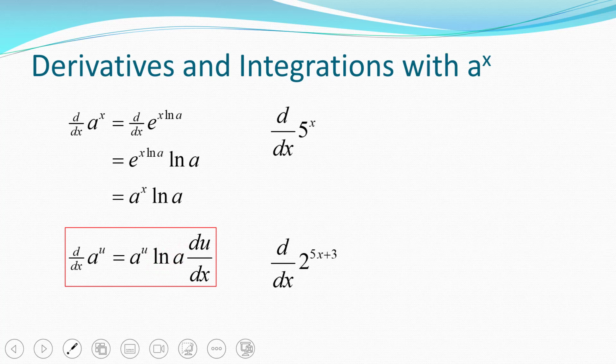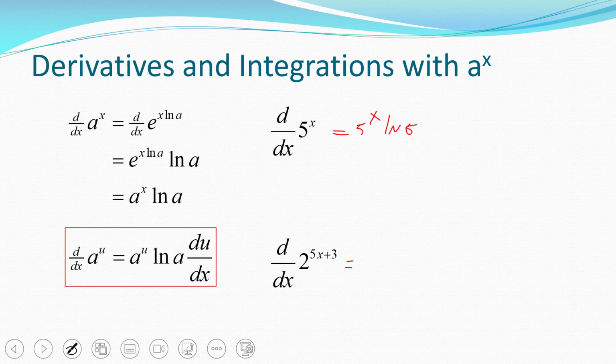So, let's do some derivatives just for practice. The derivative of 5 to the x, by the rule I just gave you, would be 5 to the x times the natural log of 5. Then you'd multiply by the derivative of x in terms of x, which is 1. That's the answer. Again, I want to know what's the derivative of 2 to the power of 5x plus 3.